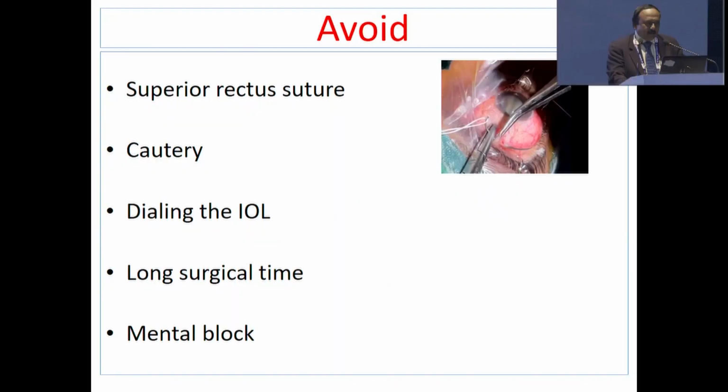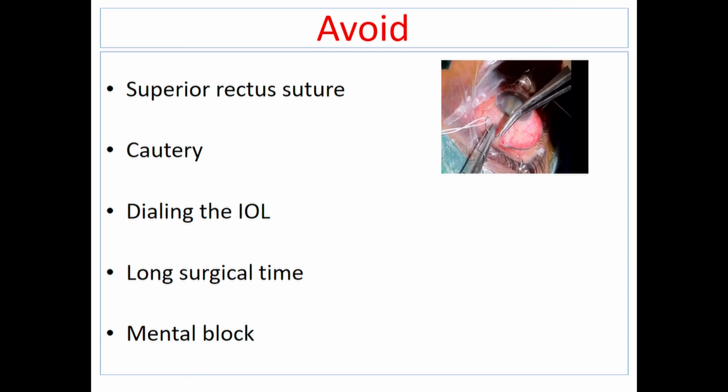So, while doing SICS, you have to think of avoiding certain things. Superior rectus suture is one of them, because in topical you have to make the patient very comfortable. So start avoiding superior rectus suture, avoid doing cautery, avoid dialing the IOL, and you have to reduce your surgical time, because if the patient feels uncomfortable, he will not cooperate with you. And you have to avoid your mental block that topical cannot be done.